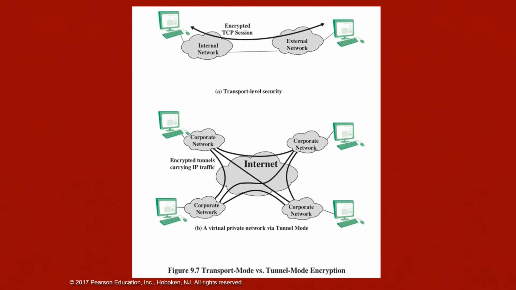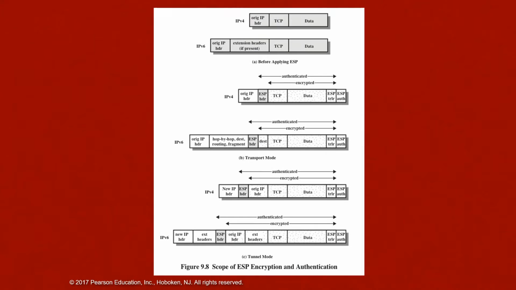In this section, we look at the scope of ESP for the two modes. The considerations are somewhat different for IP version 4 and 6. We use the packet formats of the figure as a starting point. Scope of ESP encryption and authentication. Transport mode ESP is used to encrypt and optionally authenticate the data carried by IP, for example, a TCP segment, as shown in the figure.